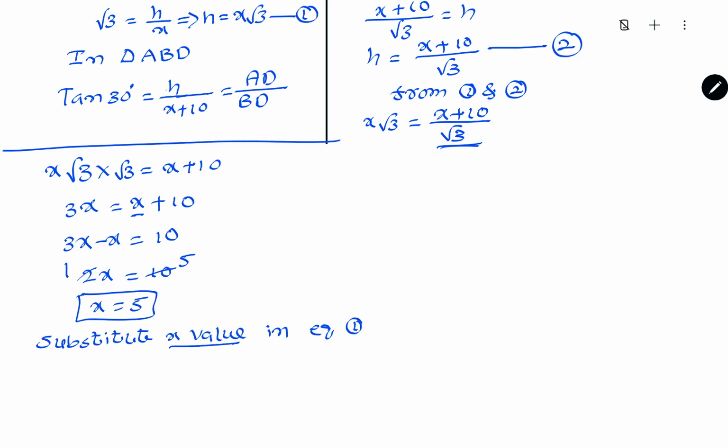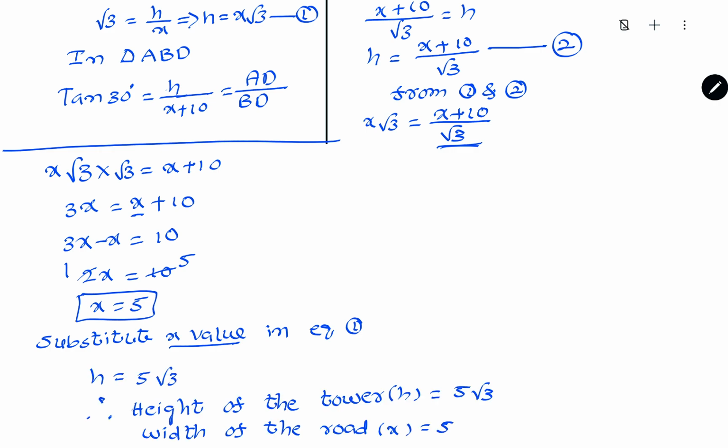Substitute x value in equation 1. Then h is equal to 5 root 3. Therefore, height of the tower is 5 root 3 meters. Width of the road is 5 meters.